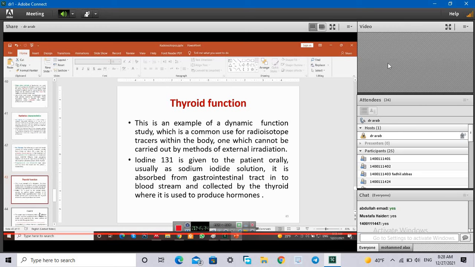One of the common uses of radioisotope tracers is a dynamic function study, and this study cannot be carried out by the method of external irradiation. One of the organs which can be evaluated with this facility is the thyroid. Iodine 131 is given to the patient orally, usually as a sodium iodide solution. It is absorbed from the gastrointestinal tract into the bloodstream and collected by the thyroid, where it is used to produce hormone. With iodine 131, we can image and treat the thyroid.